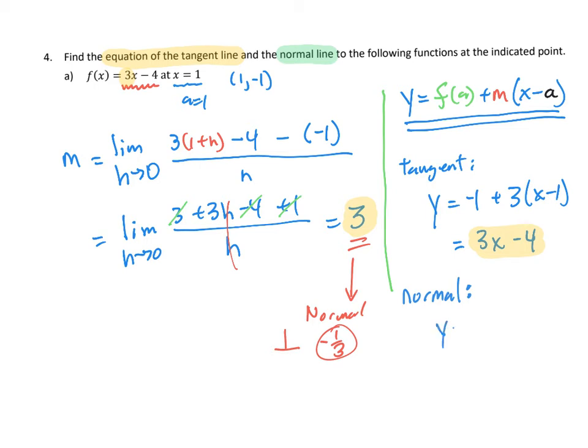So I'm going to write y equals negative 1 plus negative 1/3 times x minus 1. And then we need to simplify this equation. So it's going to have a different y-intercept, obviously. We didn't rotate around the y-intercept. So this is negative 1 minus 1/3 x plus 1/3. So this is going to be negative 1/3 x minus 2/3. And that's the equation for the normal line.